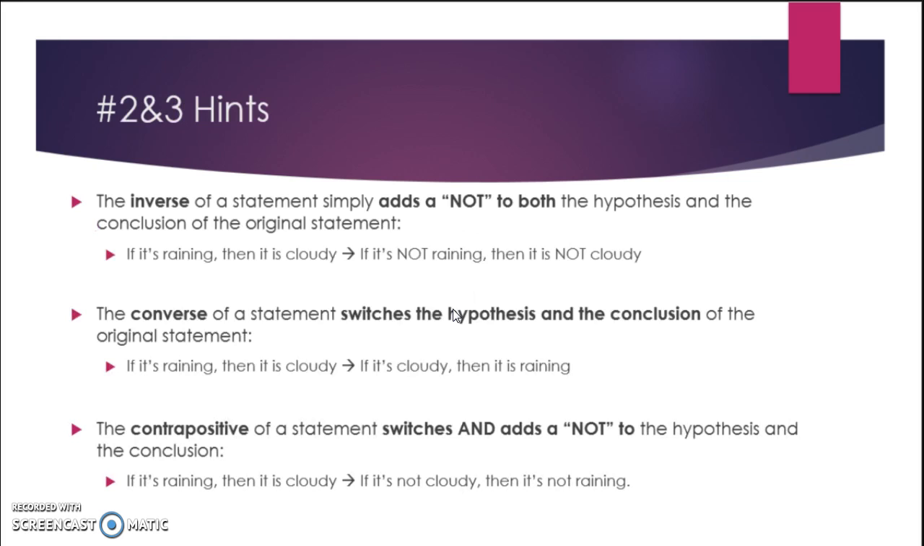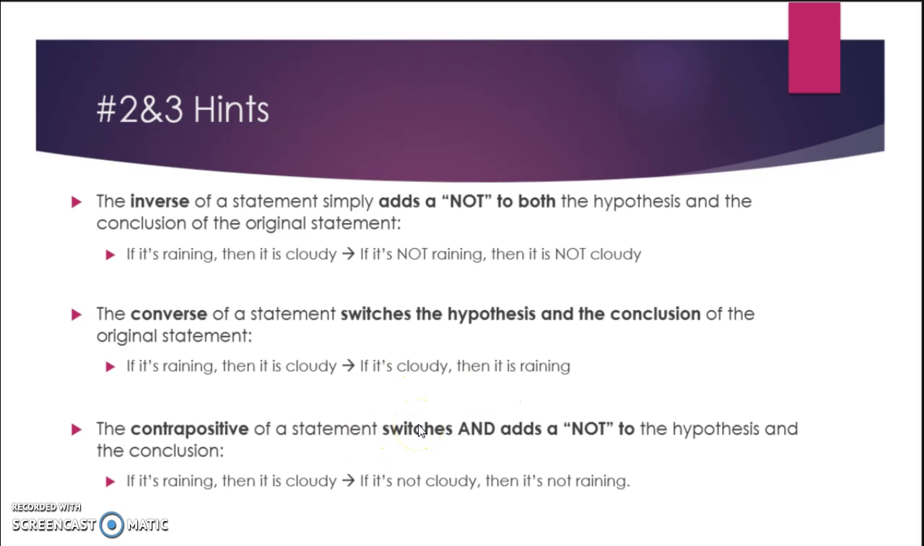Numbers 2 and 3. The inverse of a statement adds a not to both the hypothesis and the conclusion of the original statement. So if my original statement was if it's raining, then it's cloudy, the inverse would be if it's not raining, then it's not cloudy. The converse switches the hypothesis and the conclusion. And so if my original statement was if it's raining, then it's cloudy, it would switch and it would say if it's cloudy, then it's raining.